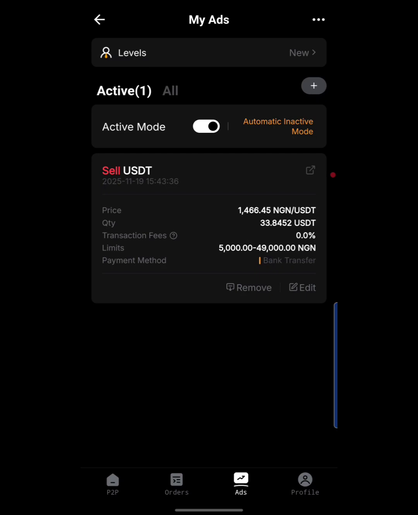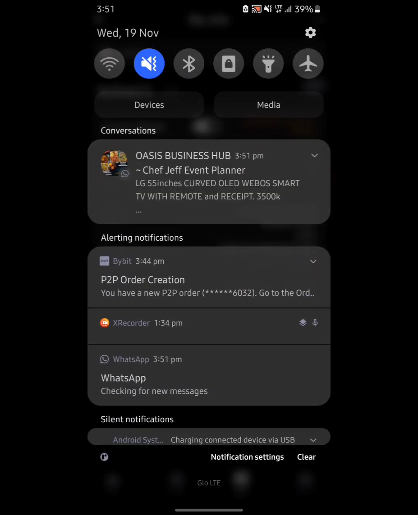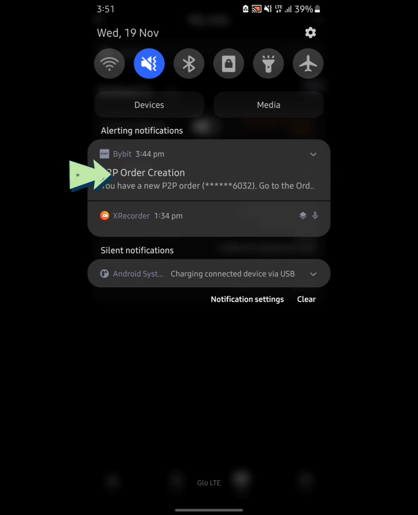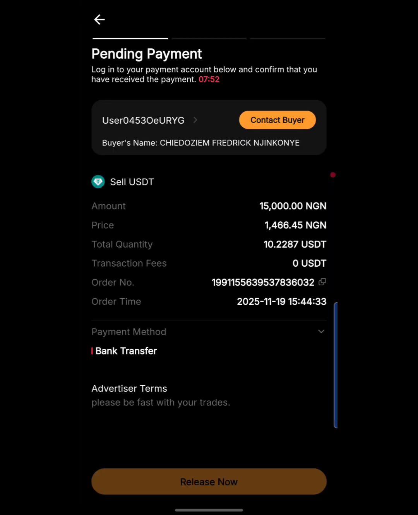All right, so as you can see, if I scroll down my phone right now, someone is currently trying to buy USDT from me. As you can see, P2P order creation, you have a new P2P order. So I'm going to hit on this place right here. I'm going to hit on it guys. Let's just see how it goes. It's currently loading right now.